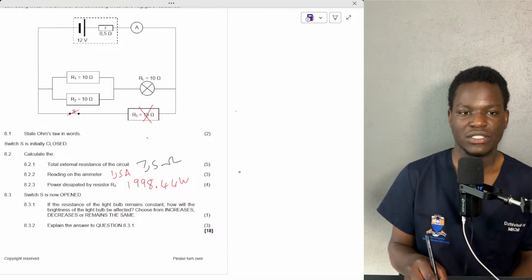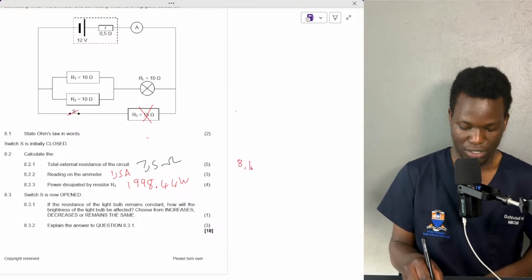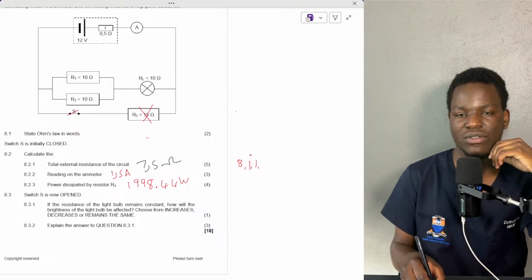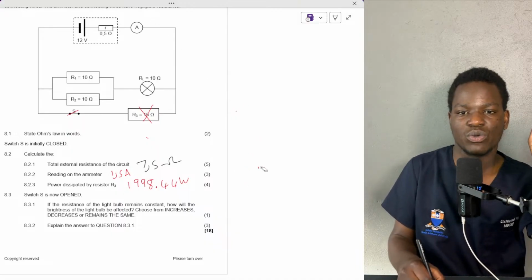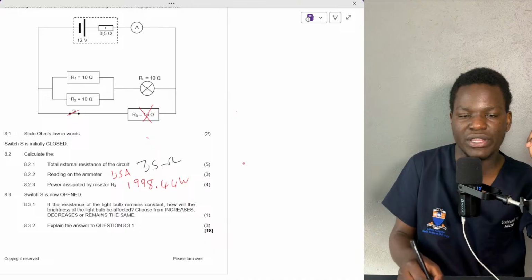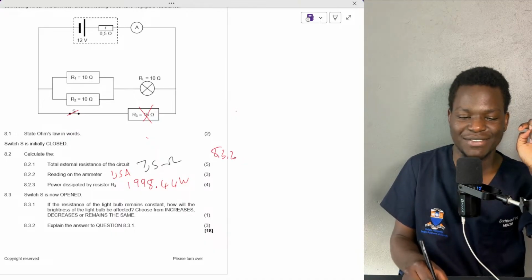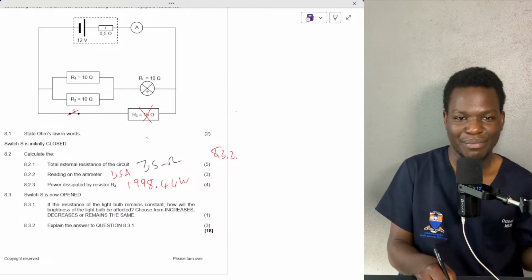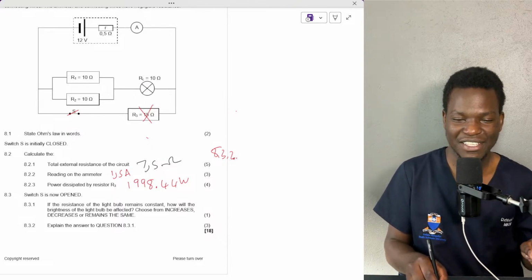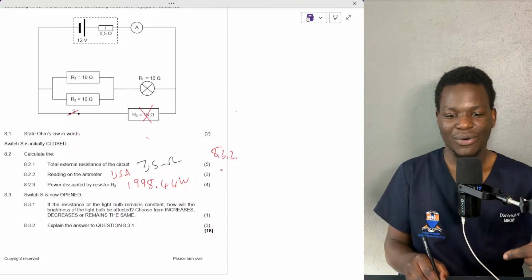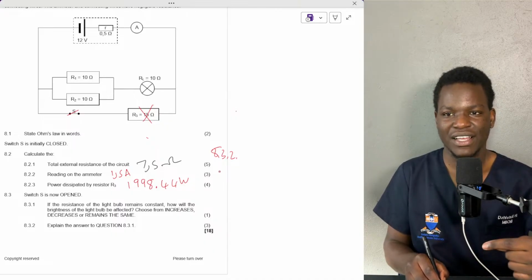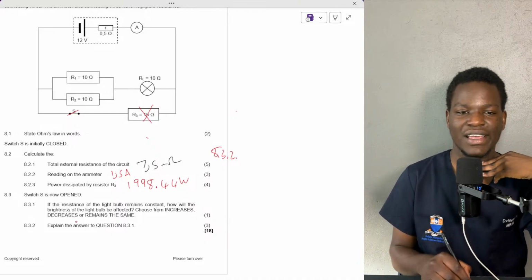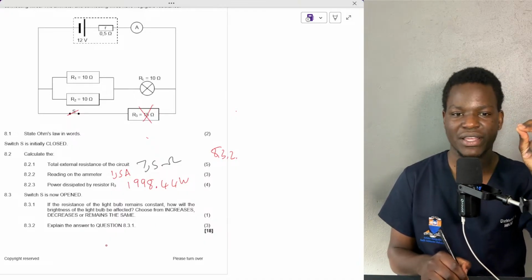So now let's continue and go straight to this. It says increase, decrease, or stay the same. We don't know yet. We have to conclude with the reason. It's funny that they want the answer on top, and then ask what will happen with the brightness. We first come with the reason, and then the reason will conclude for us whether it increases or decreases. Explain the answer of 8.3.1.